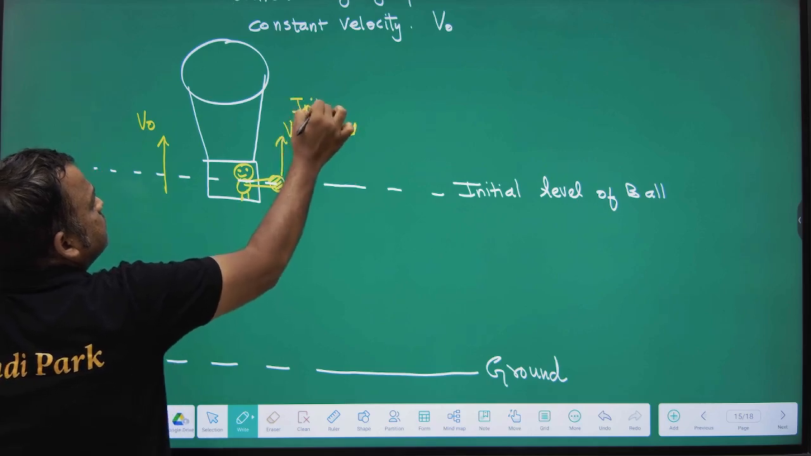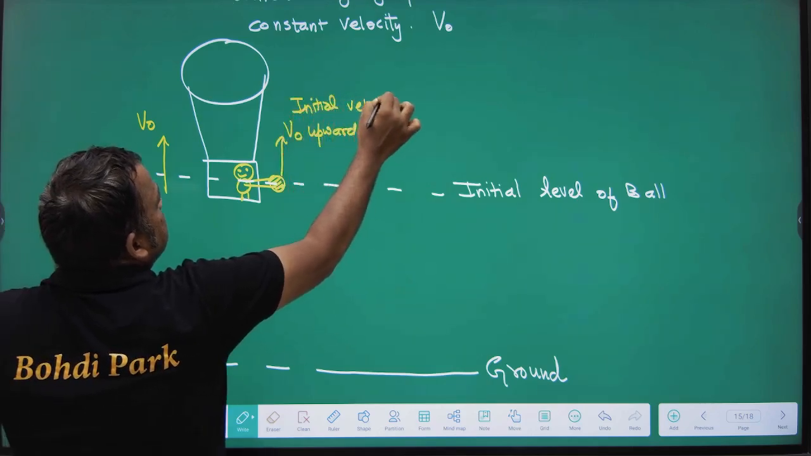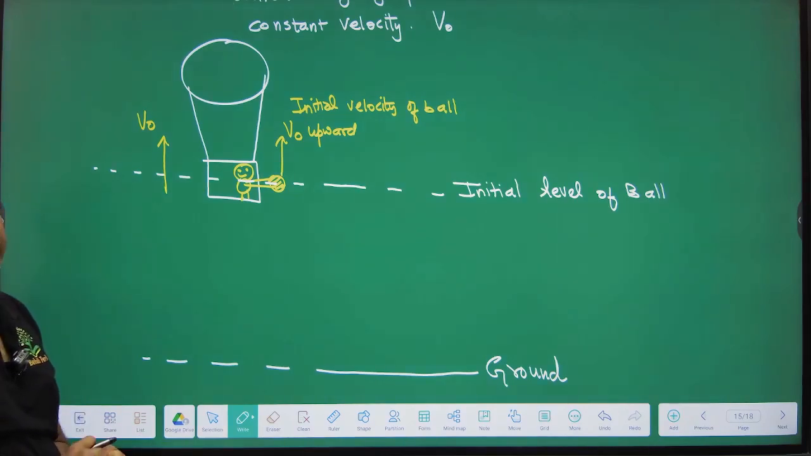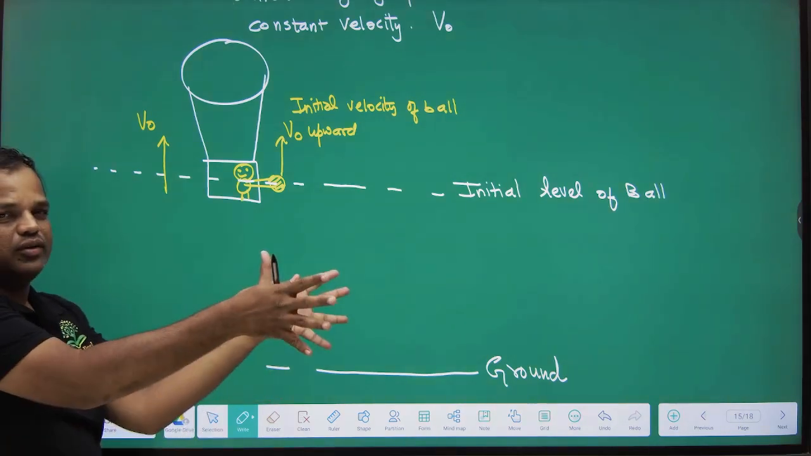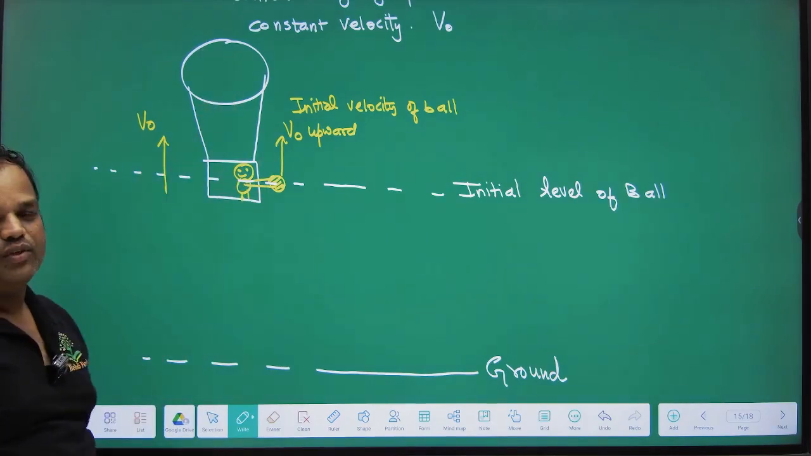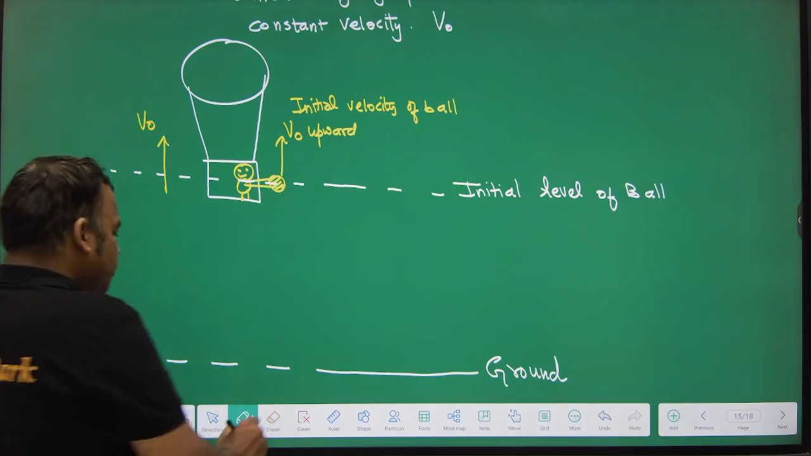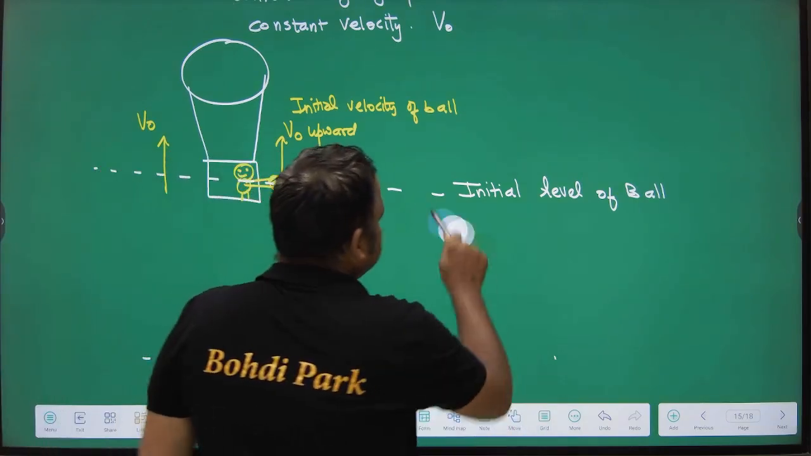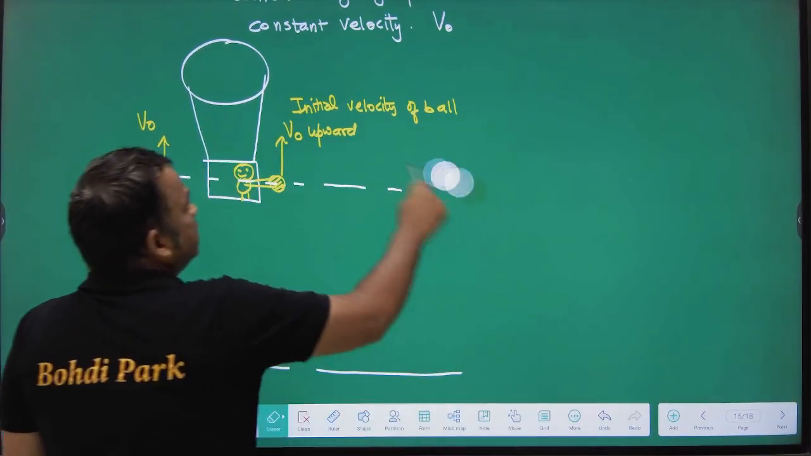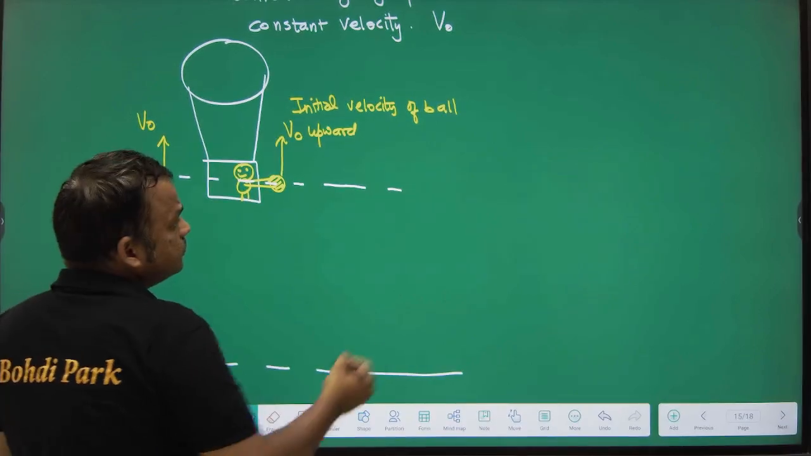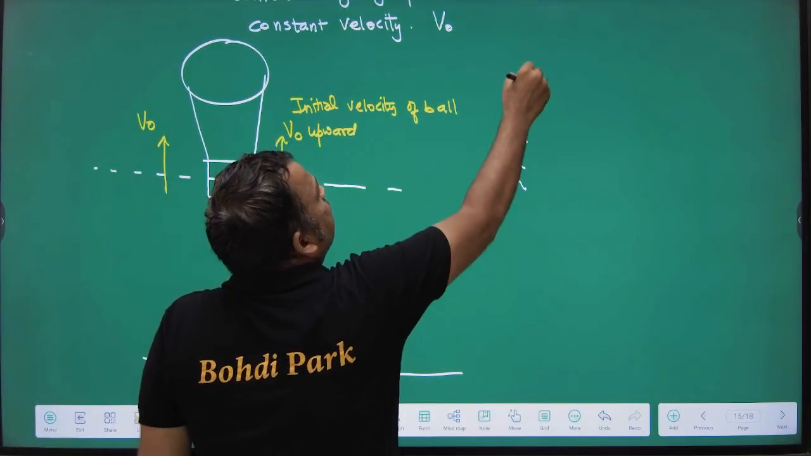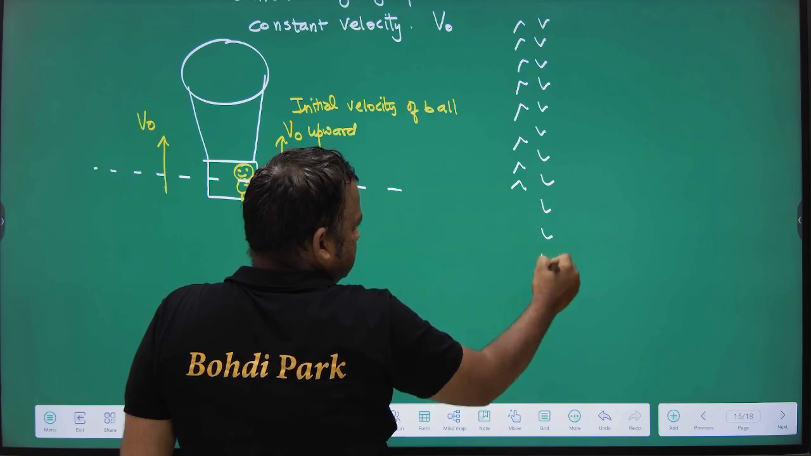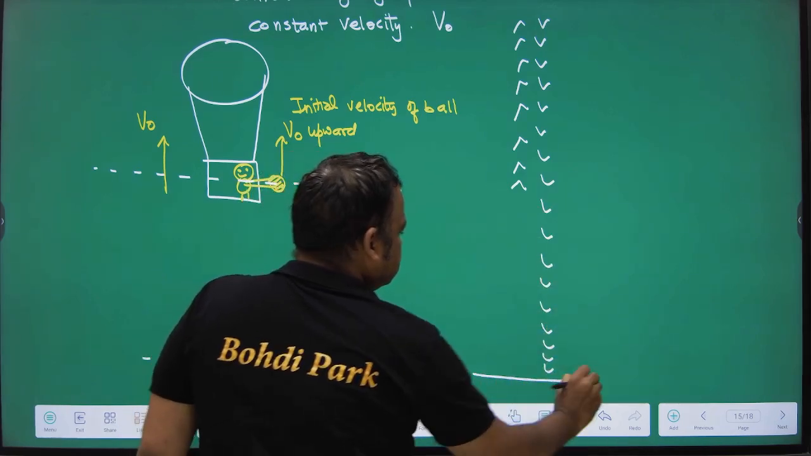Initial velocity of the ball after it is released. Now this person will release the ball. So the initial velocity of the ball is upward, and the motion of the ball will be like this. It will go upward a little bit, then it will come back, and it will hit the ground.